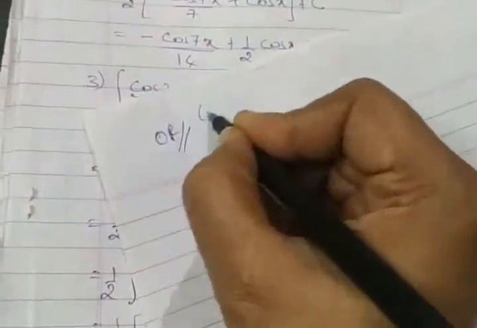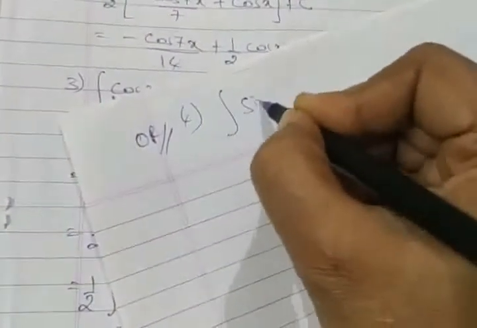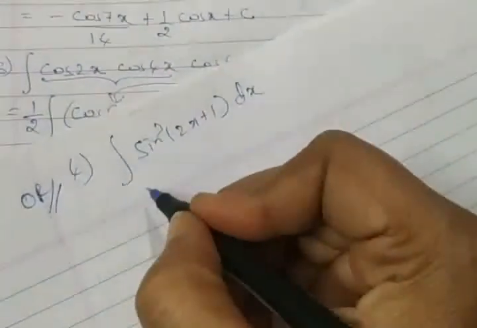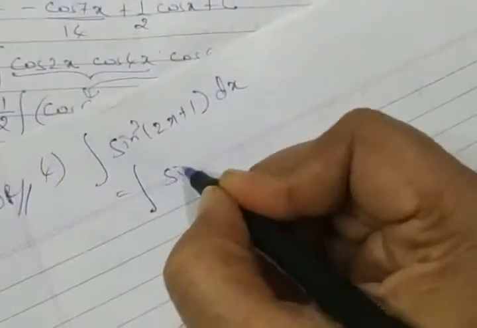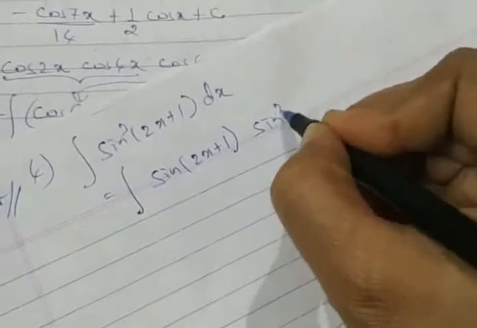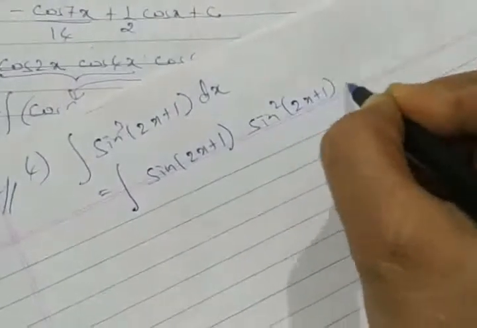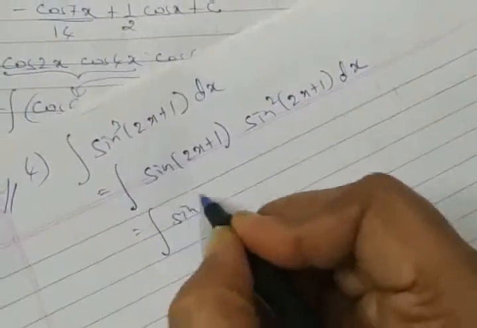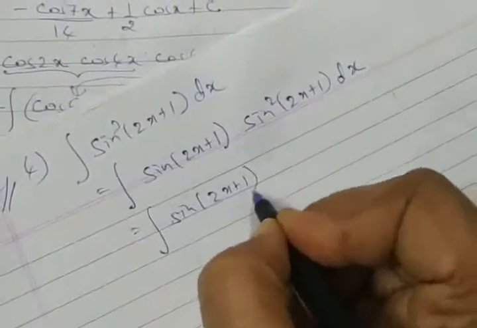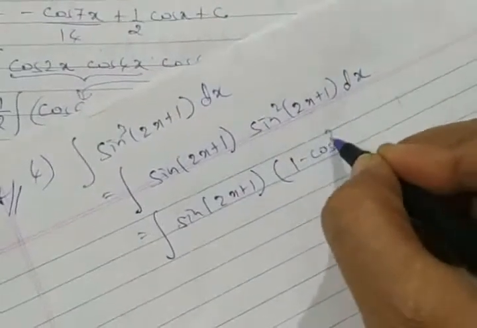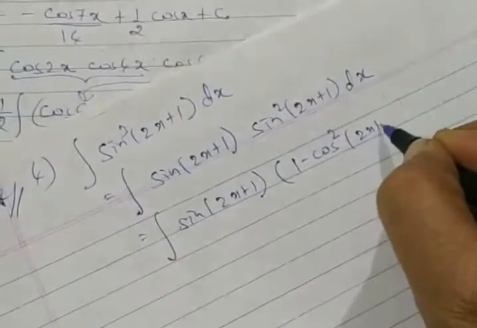Fourth question, we have integration of sine cube (2x plus 1) with respect to x. It can also be taken as integration of sine of (2x plus 1) into sine square (2x plus 1), wherein we can say sine of (2x plus 1) is kept as it is. This sine square can be taken as 1 minus cos square of (2x plus 1) with respect to x.